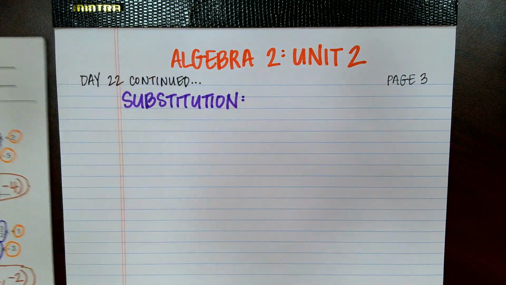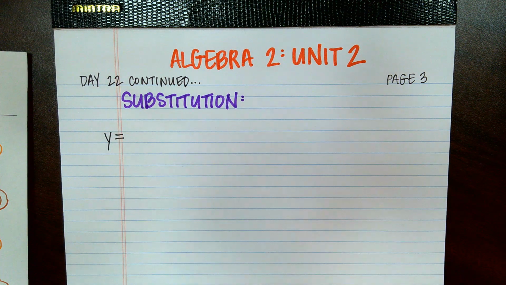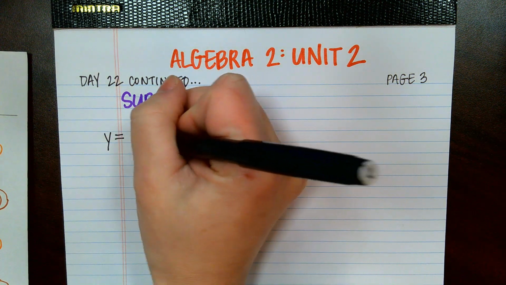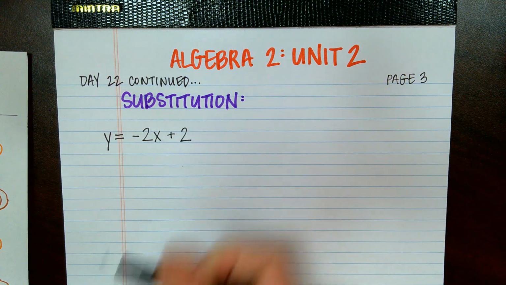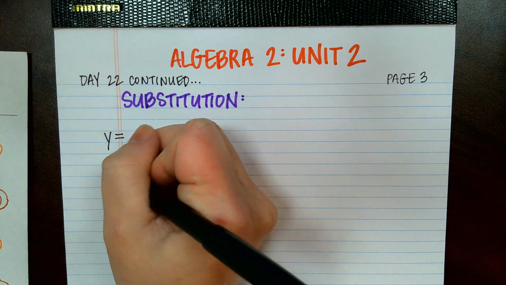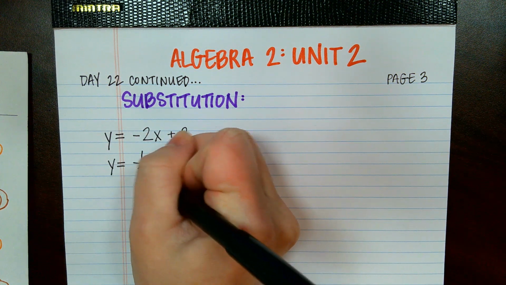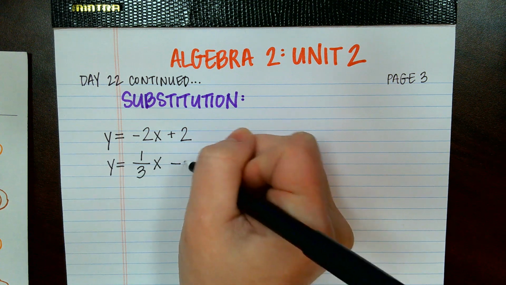Number 2. So I'm going to write y equals -2x plus 2, and y equals 1/3 x minus 5.